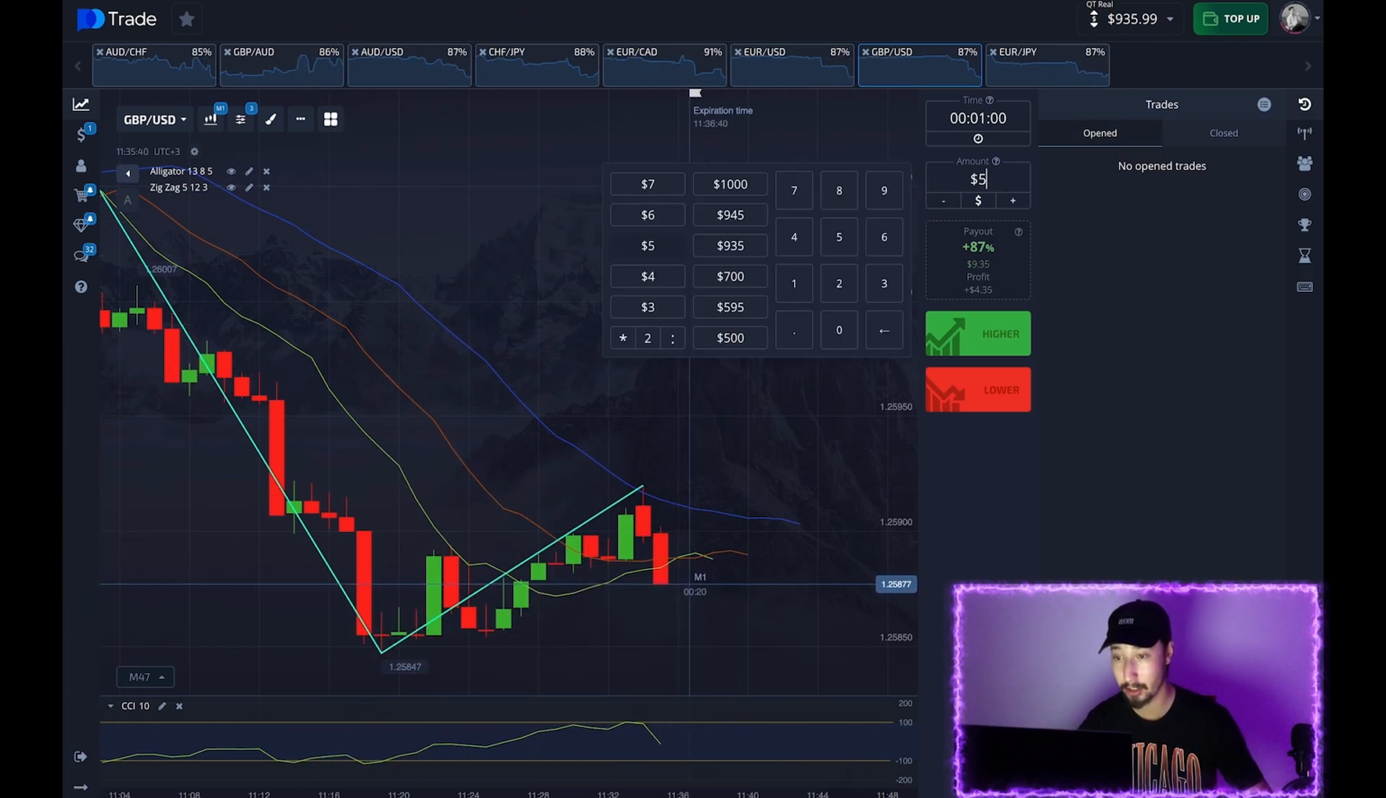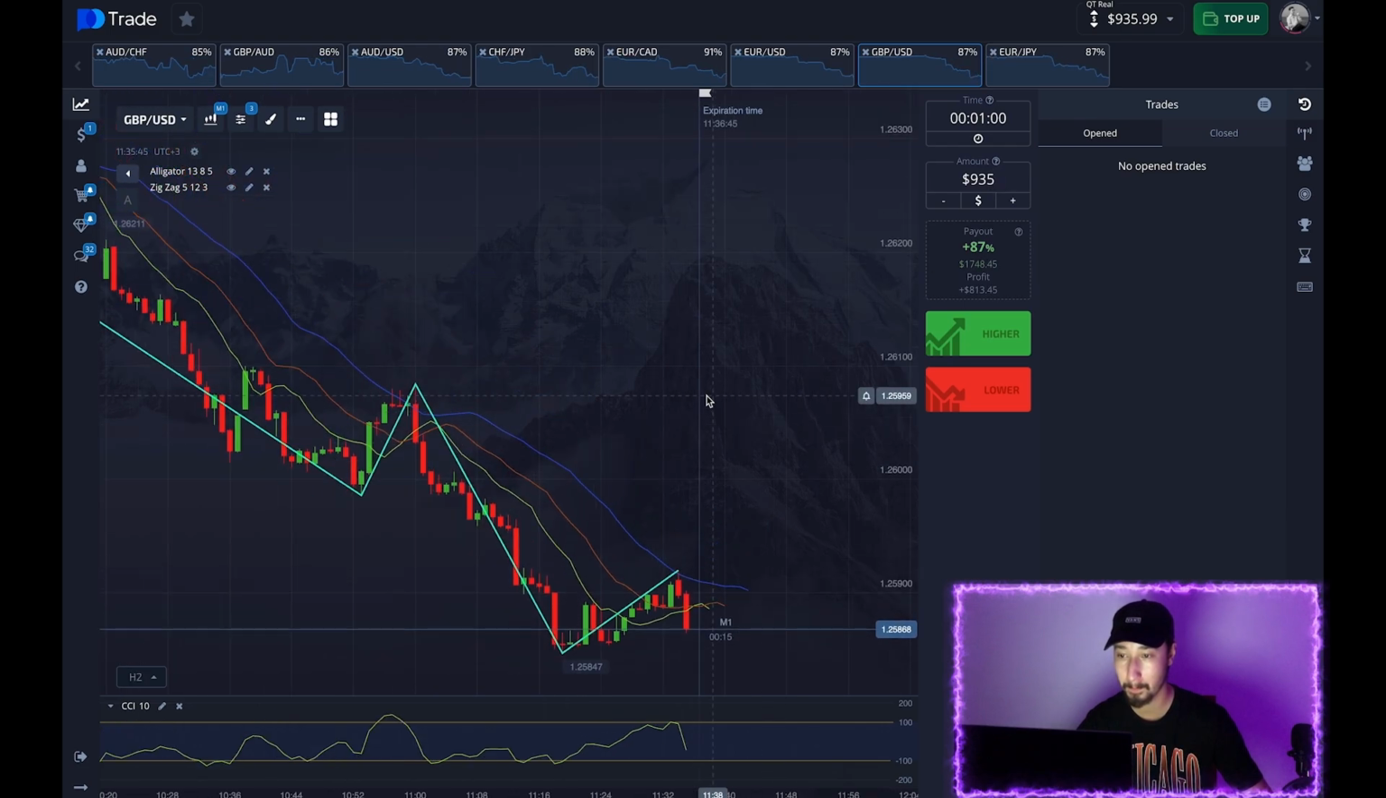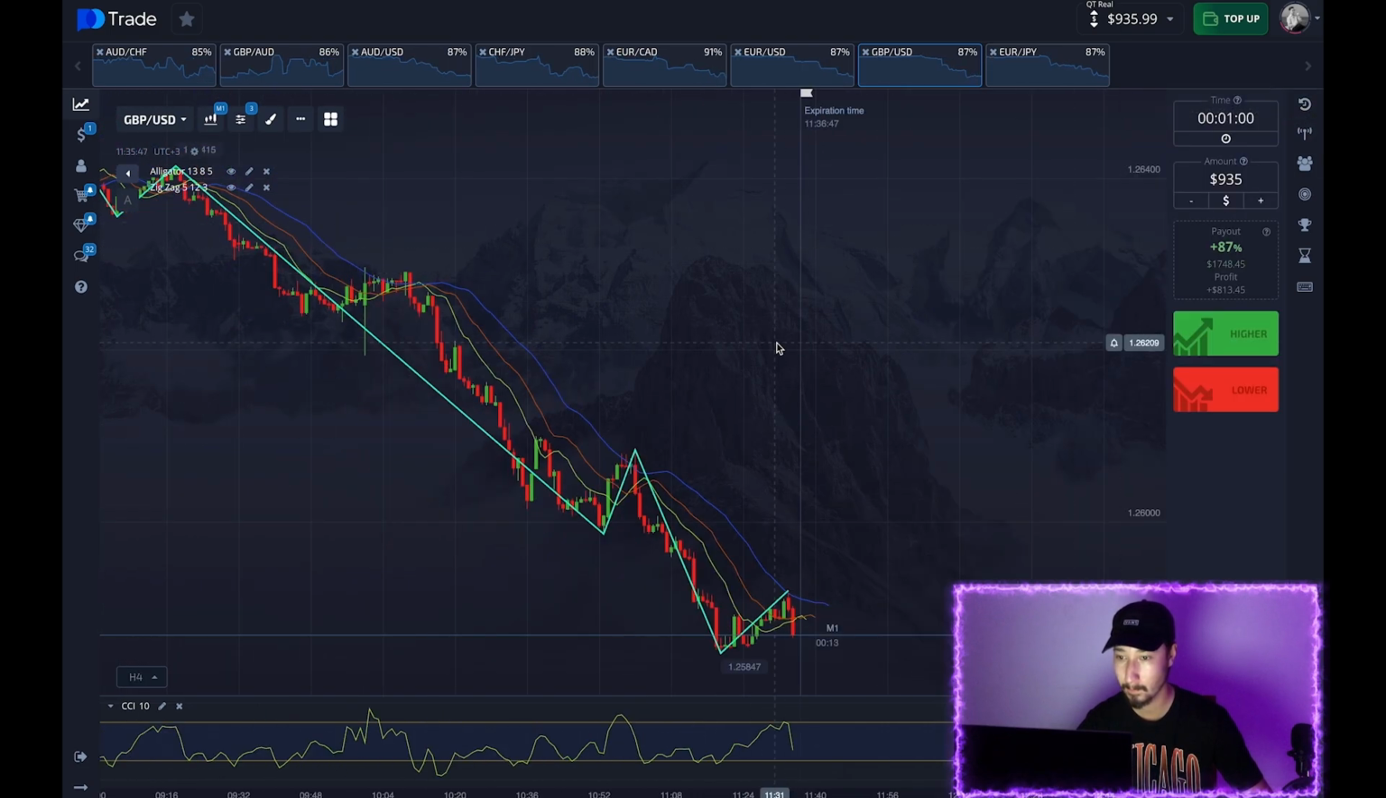Very easy. Let's change the amount of the trade. Let's put down the maximum and let's continue.